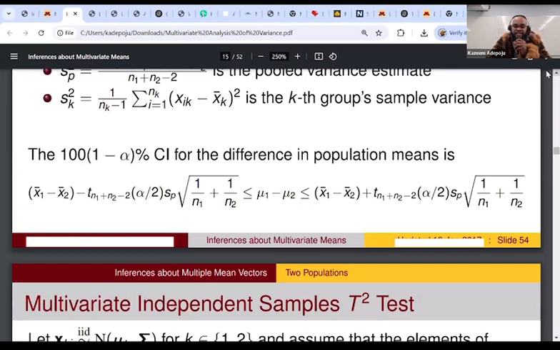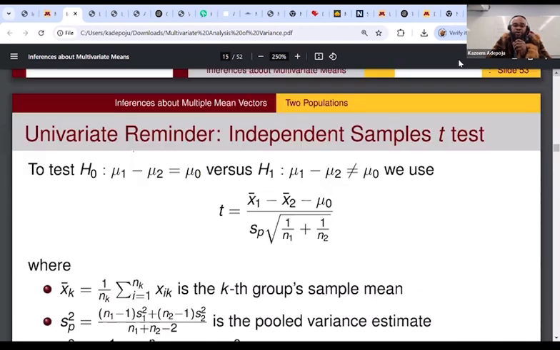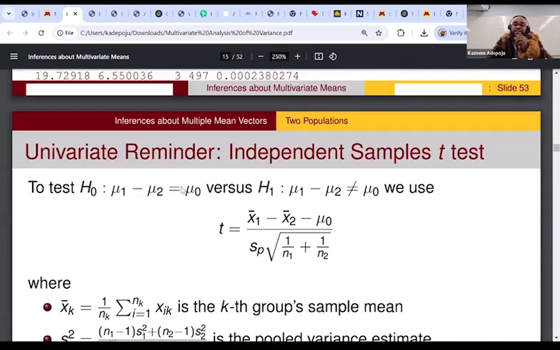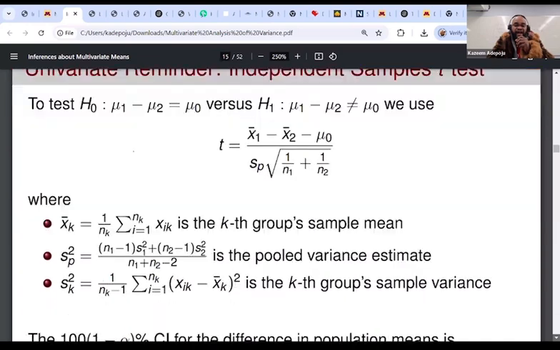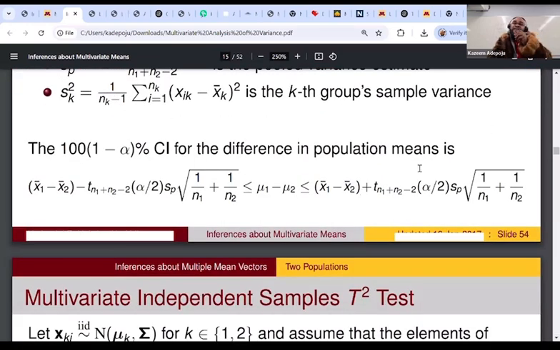Now, in the univariate case for independence, I just showed you that we are testing for equality of the means. But we're focusing on one variable in two independent groups. I showed you how to conduct the hypothesis testing for that and how to construct a confidence interval. So this formula is a confidence interval for the difference of means when you are using the idea of a pooled variance.